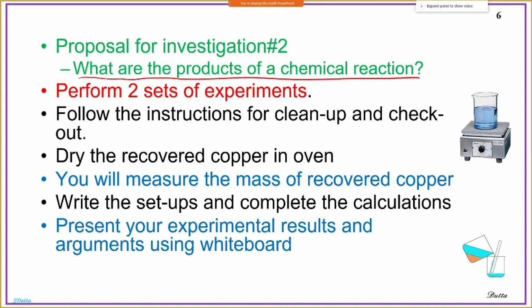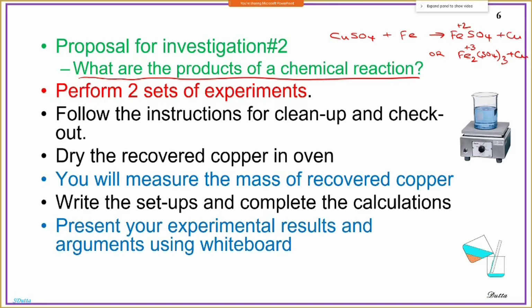What are the products of a chemical reaction? If I use two chemicals, copper sulfate plus iron, what are the products? You can have FeSO4 plus copper, or I can have Fe2SO4 plus copper. This is called iron 2 sulfate. This is called iron 3 sulfate. If you don't understand, please go back and watch the video. It has been explained there. Oxidation number.